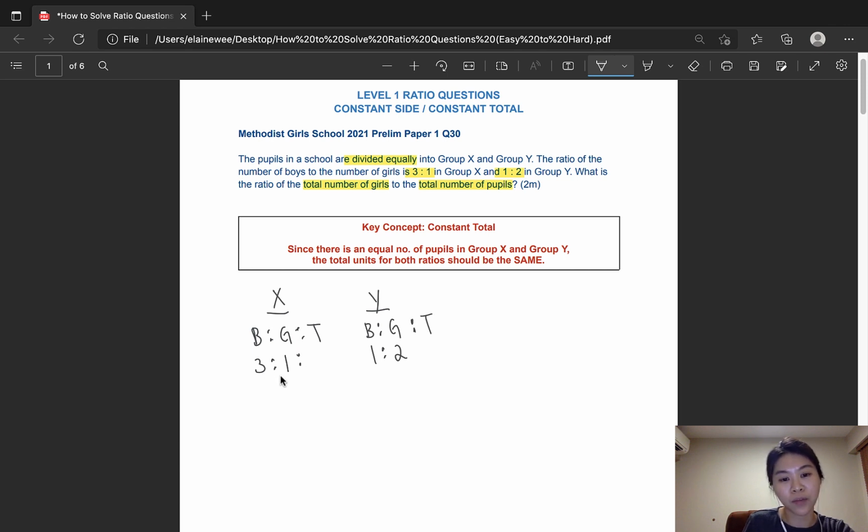And for group X, it will be 3 plus 1 equals 4, and group Y, 1 plus 2 equals 3. Now at this point, some students might be a bit confused because we know that there should be the same number of pupils on both sides, but this is not being reflected in the ratios. So at this point, what should we do? We should try to manipulate the ratios such that the total units on both sides are the same, therefore constant total. So the lowest common multiple of 4 and 3 is 12. So what we do is we simply multiply this ratio by 3 and this ratio by 4.